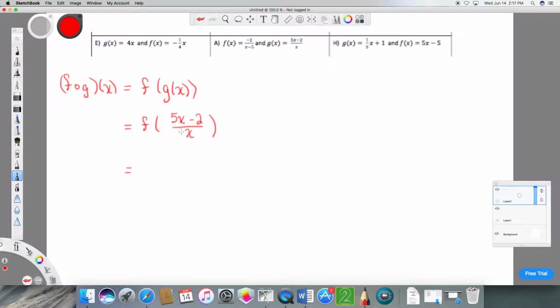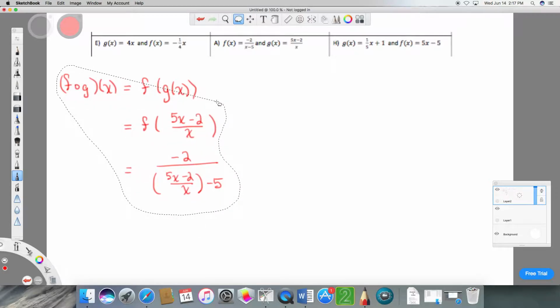All right, so what does f do to this input? F always creates a ratio. Negative 2 is always in the numerator. The denominator is always the input minus 5. And for us, this input is this 5x minus 2 over x. So we want to try to simplify this.